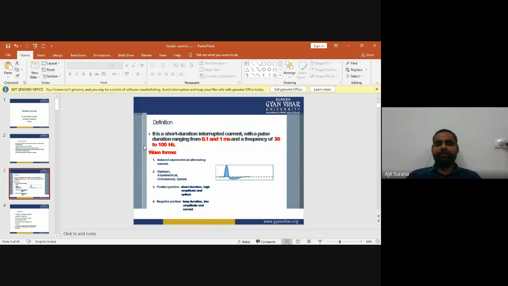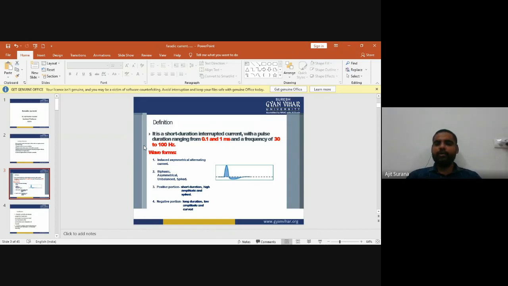Now the waveform: it induces asymmetrical alternating currents. It is biphasic, asymmetrical, unbalanced and spiked. The positive portion shows short duration, high amplitude and is spiked, and the negative portion shows long duration, low amplitude and is curved. This is all about the definition of the Faradic type of current.